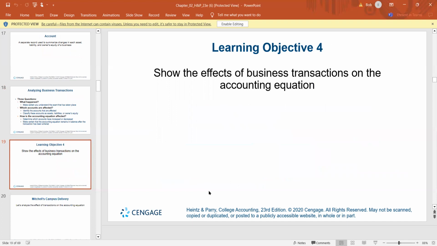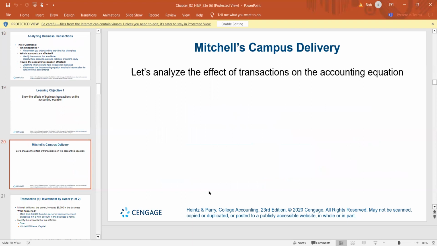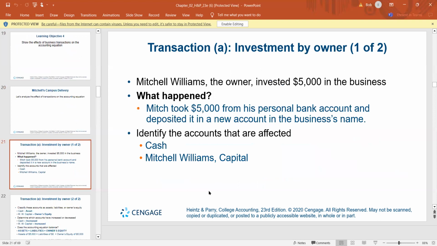Show the effects of business transactions on the accounting equation. Mitchell's campus delivery. This guy delivers pizza to UCSB and SBCC and Westmont and whatever. So it's a simple little business. So let's see what this guy's doing here. Say hello to your first transaction. Mitchell Williams, he's the owner. He invested $5,000 in the business. Excuse me. He took $5,000.